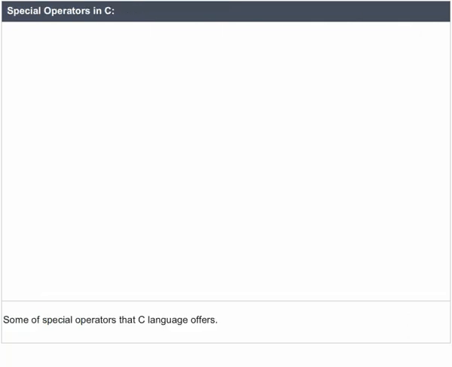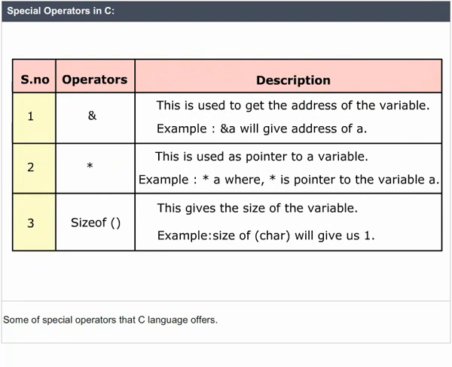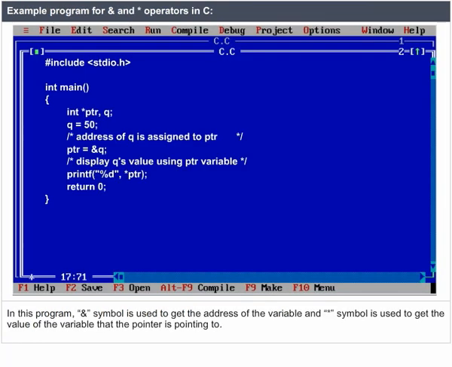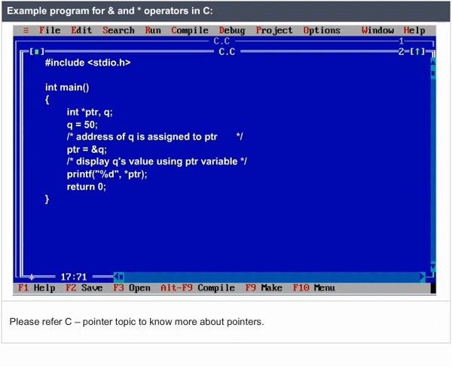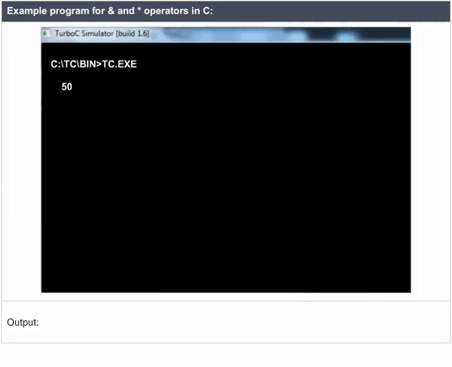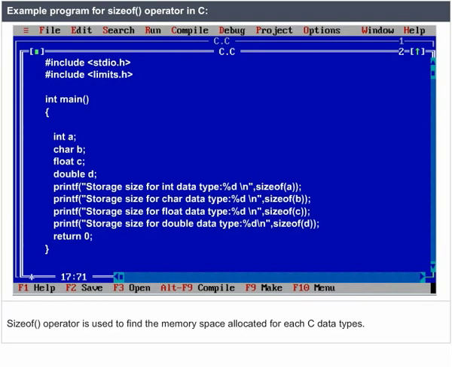Special operators in C. Some of the special operators that the C language offers. Example program for & and * operators in C. In this program, the & symbol is used to get the address of the variable and the * symbol is used to get the value of the variable that the pointer is pointing to. Please refer to the C pointer topic to know more about pointers. Output: 50.